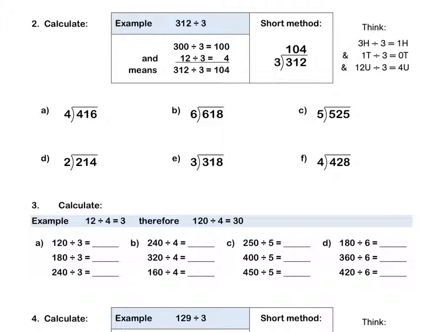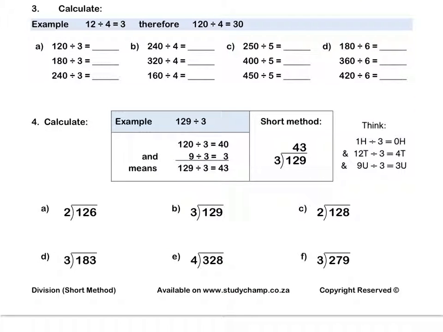Question 2. 312 divided by 3. 3 fits into 3 once. 3 fits into 1 0 times. Therefore, we look at the 12. 3 fits into 12 4 times. Let's do A together. 4 fits into 4 once. 4 fits into 1 0 times. And 4 fits into 16 4 times. Press pause to complete question 2.